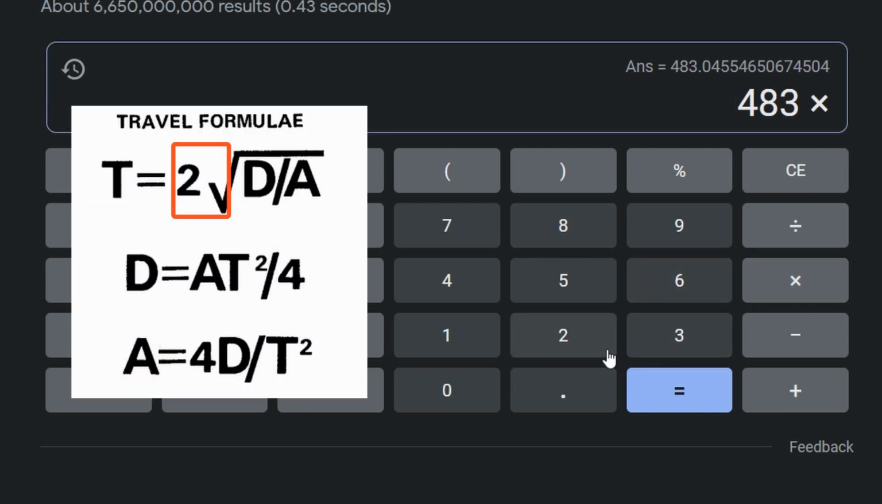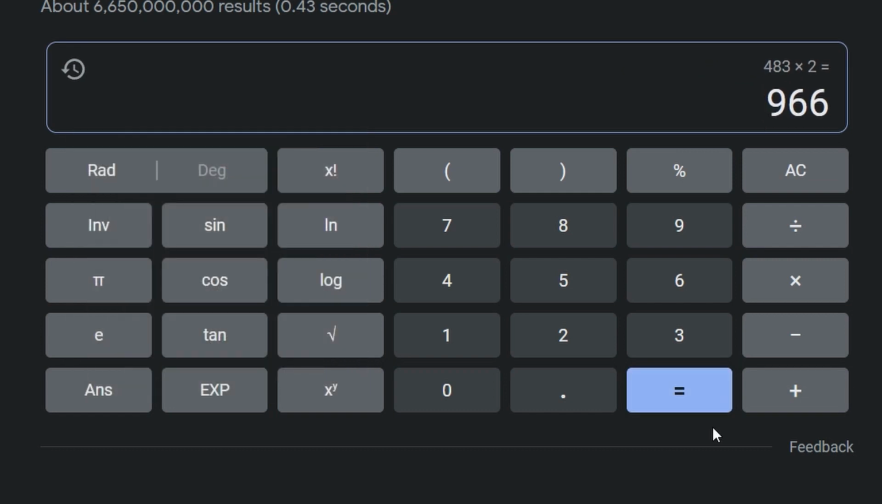483 multiplied by 2 equals 966, and all time is in seconds. It's very weird. Don't know why, but it's all in seconds. And now, if you want to know how long it's going to take you, it's 966 seconds. Or if you want to know minutes, of course, you're going to divide that by 60. And it's going to be 16.1 minutes. So a little bit over 16 minutes is what it's going to take you traveling at 3 Gs to go 7,000 kilometers. That's how that works.